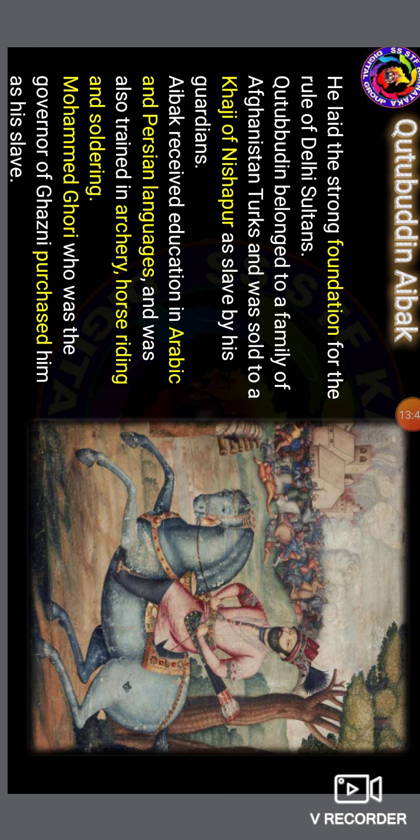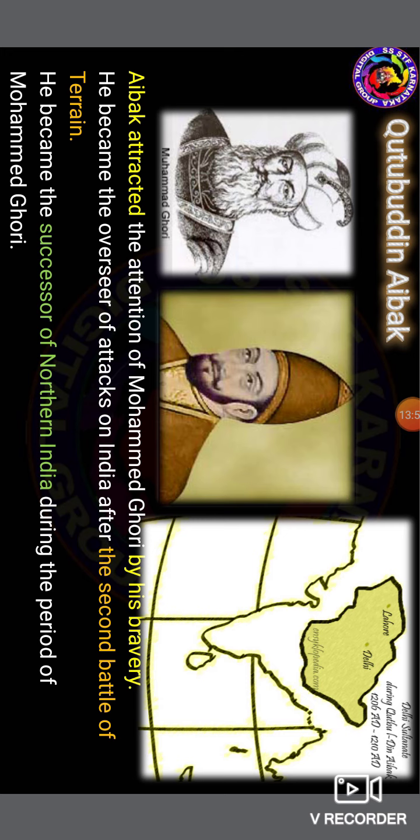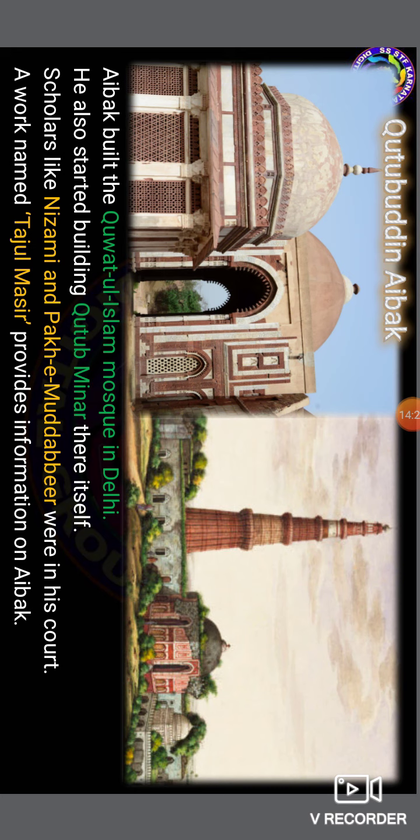Muhammad Ghori, who was the governor of Ghazni, purchased him as his slave. Aibak attracted the attention of Muhammad Ghori by his bravery. He became the overseer of the attack on India after the second battle of Tarain. He became the successor in North India during the period of Muhammad Ghori, and ruled independently after Ghori's death. Aibak built the Quwat ul Islam Mosque in Delhi. He also started building the Qutub Minar there.